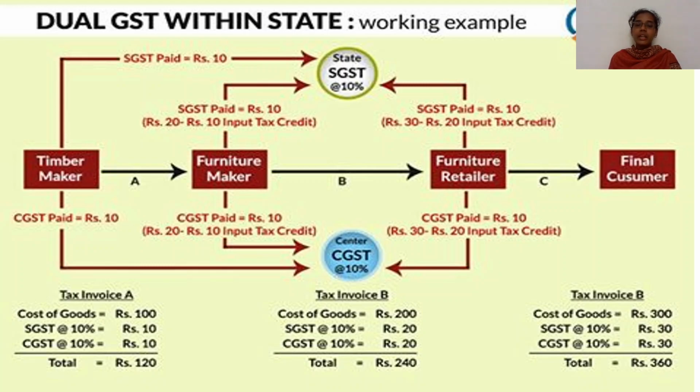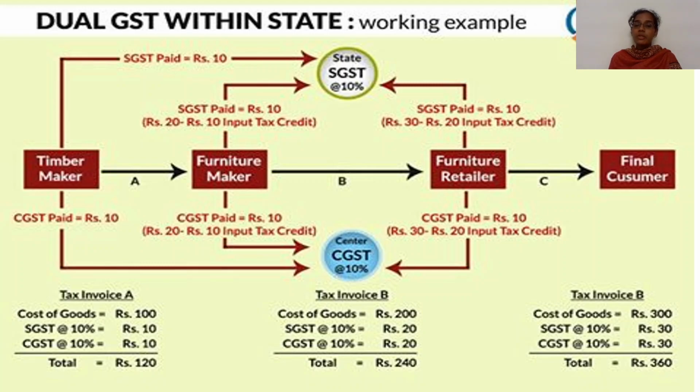The furniture maker then makes his sales to the furniture retailer. In that case, this is also a transaction within a particular state where SGST and CGST are charged, and he is charging 20 rupees as GST, of which 10 rupees he can claim as input tax credit from SGST and 10 rupees from CGST. So the remaining 10 rupees he would be paying.